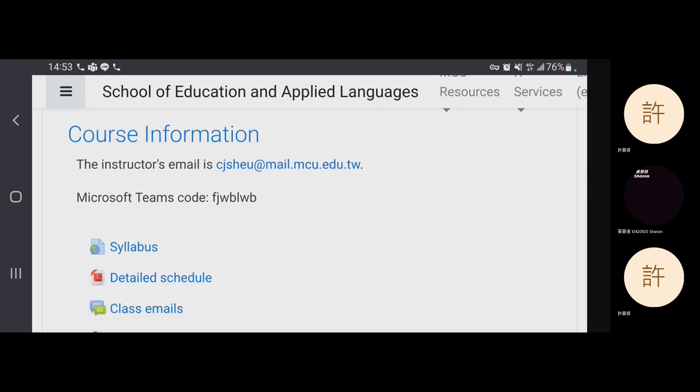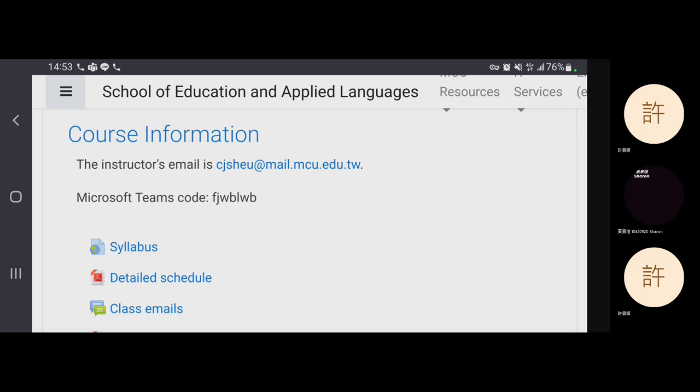The first section of the Moodle page is course information. This is the basic information about the course. This is my email. If you click on my name on Moodle and it takes you to my Moodle profile, Moodle will give you a different email. That email doesn't work. If you want to contact me, please send an email to this email address.